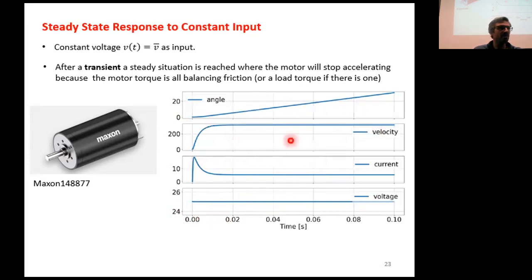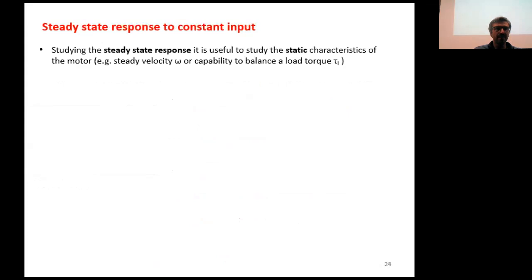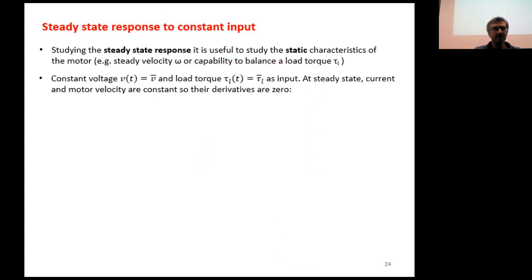Anyway, these are the plots that are generated by the code that we will use in your MATLAB last session. And we see that motor velocity and current are constant at steady state. And this steady state response is useful to derive the static characteristics of the motor. The static characteristics of the motor are the steady state velocity and the capability to balance a load torque.